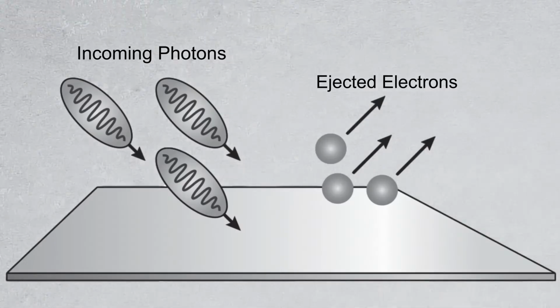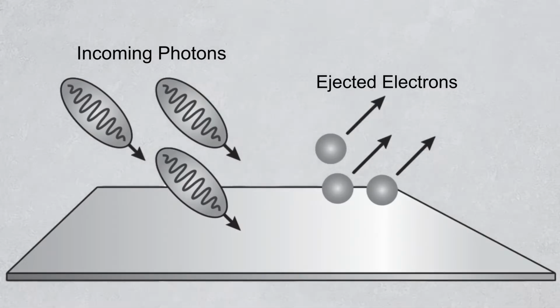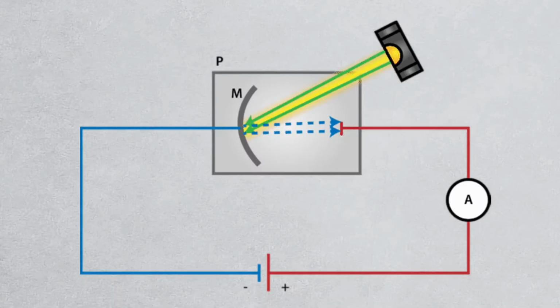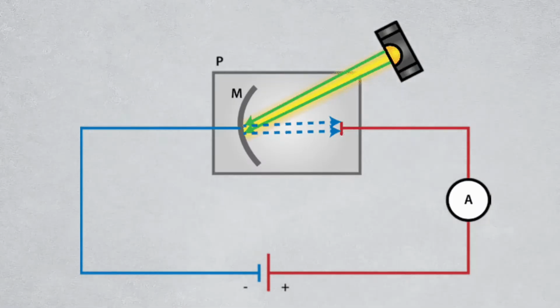Now, this would indicate that light is made of particles, which we call photons. And this is a proven technology. We find them in solar cells, in our homes, or in our businesses.